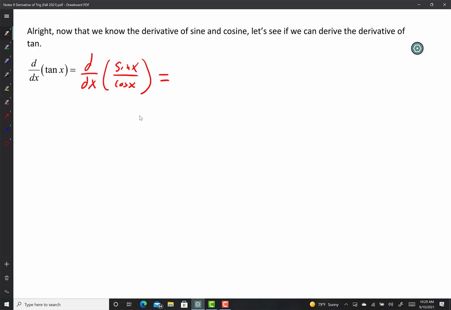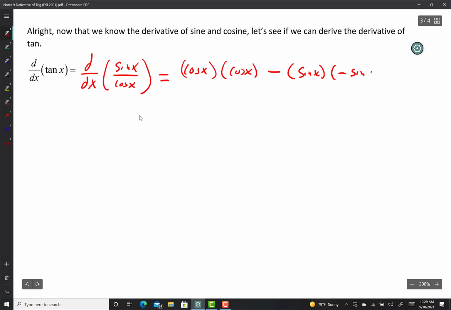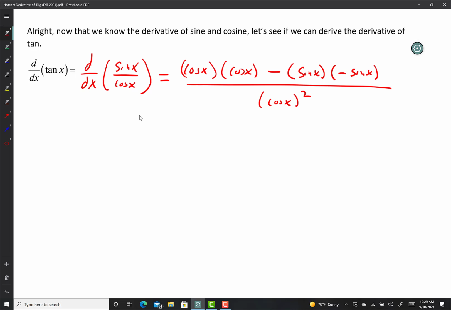Because I have something over something, what rule can I use? Quotient. So now I'm going to be taking derivatives, so I'm no longer going to be writing d dx, because that is a derivative. So bottom, cosine x, low d high, times the derivative of the top. What's the derivative of sine x? Cosine x. Plus or minus? Minus top times the derivative of the bottom. Perfect. All over what? Sine x or cosine x? Cosine x. Bottom squared, guys. Low d high minus high d low over low low. Are we okay so far?